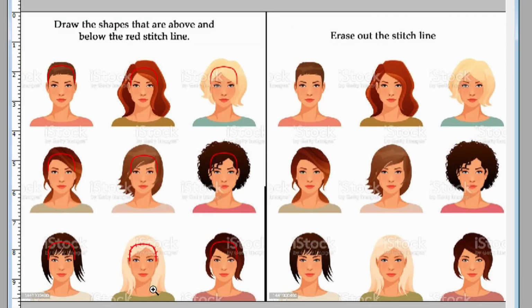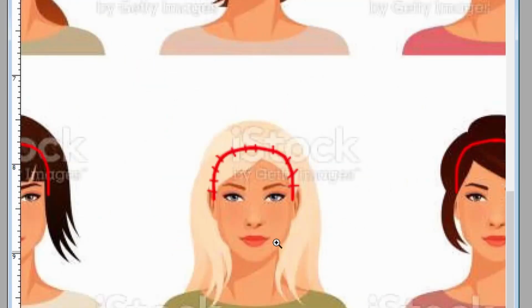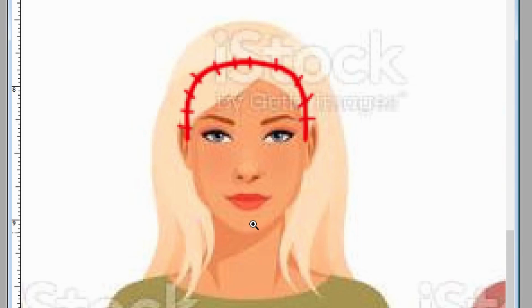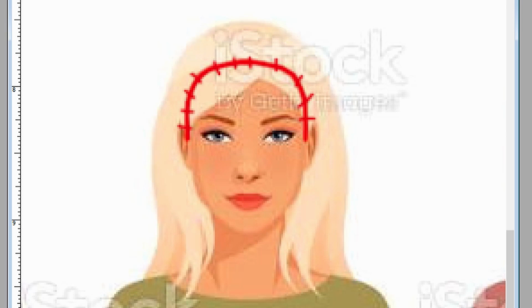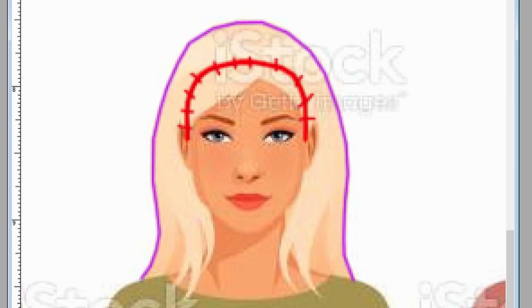Same exact thing applies with characters with long hair. Those same 3 rules. Choose a character with a hairstyle, zoom into them, and we have our red stitch line to pay attention to. So our first rule is to take a look at the shape that is above the red stitch line. That's this right here. Then, second rule is recreate the shape that is below the red stitch line. That's this right here.